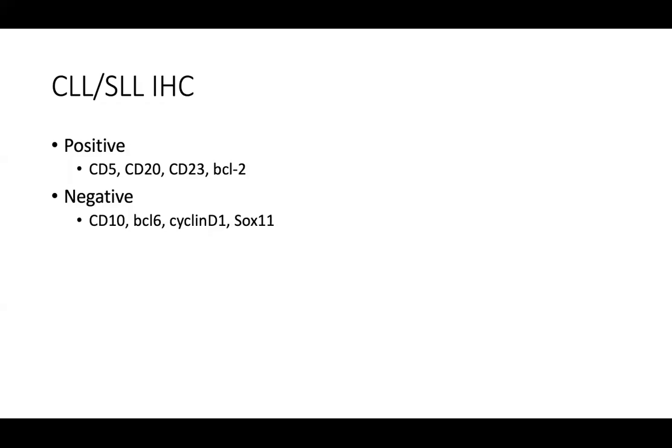What type of workup are you going to do for immunohistochemistry? You can do CD5, that's going to be positive in most of these cells, as well as CD20, CD23, and BCL2. And this entity is typically negative for CD10, BCL6, cyclin D1, and SOX11.